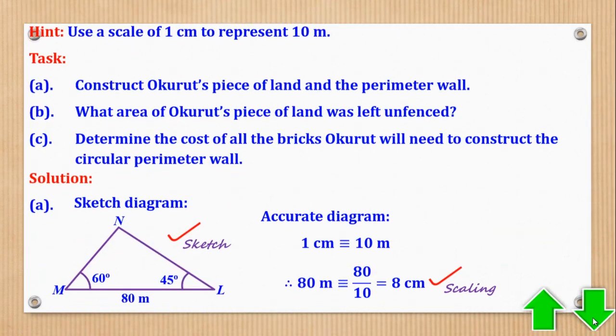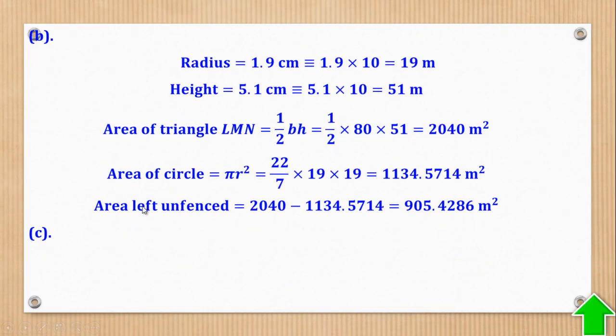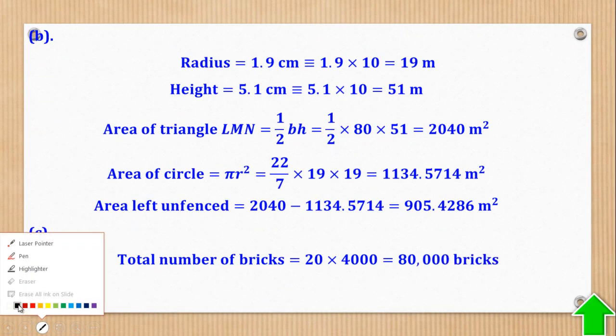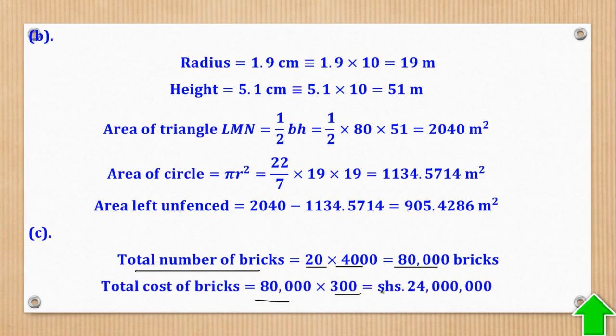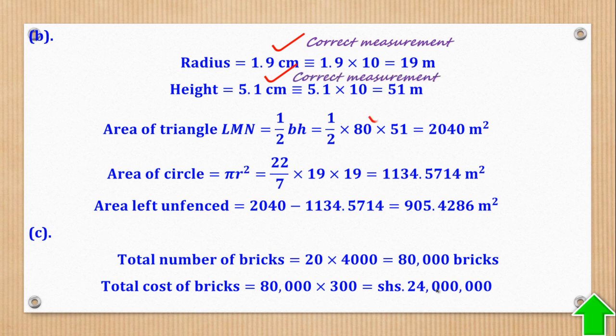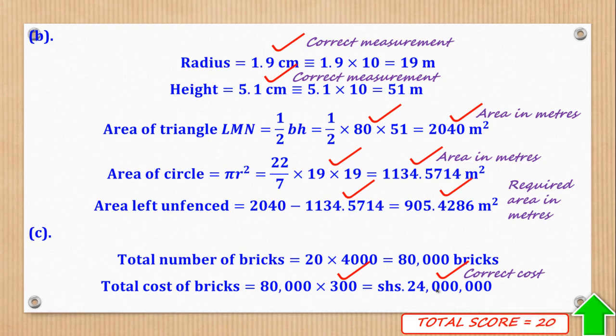So I'll come here and say that total number of bricks is 20 times 4,000 to give you 80,000 bricks. Then the cost will now be 80,000 bricks times the cost for each brick to give you 24 million. And that's what they wanted. Total score of 20.